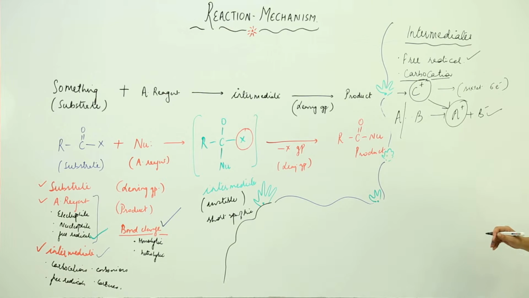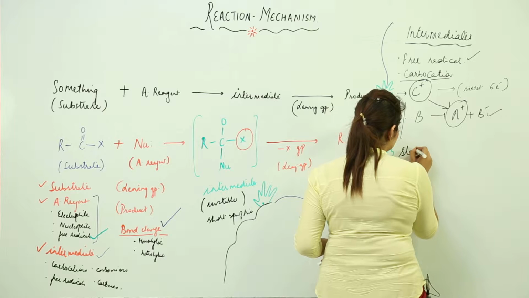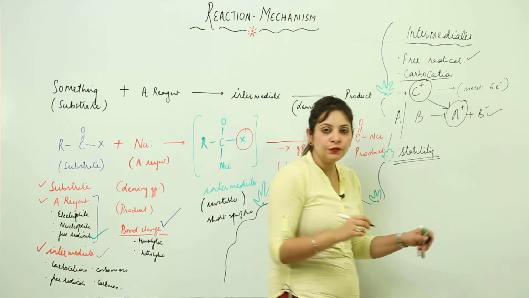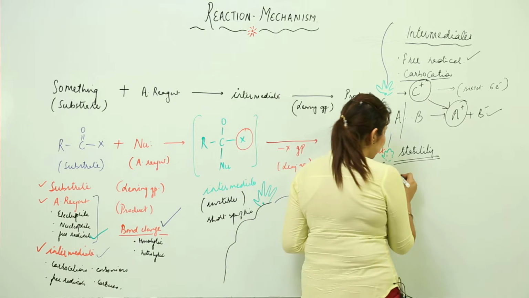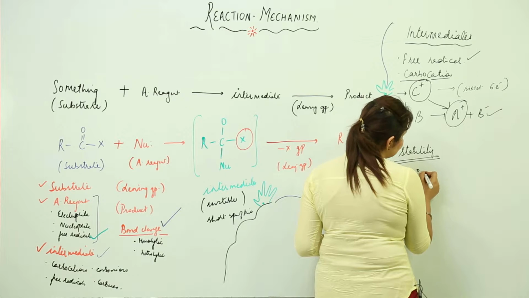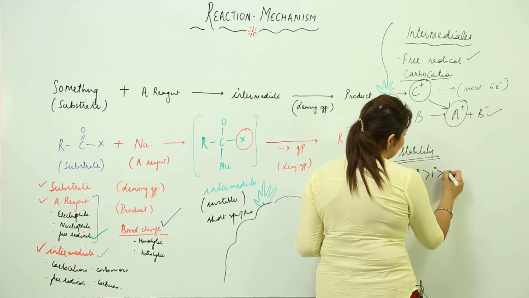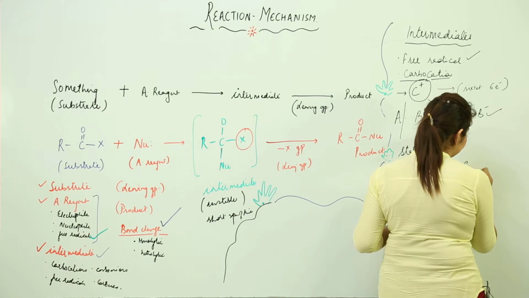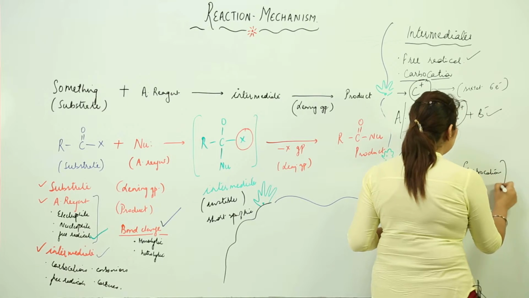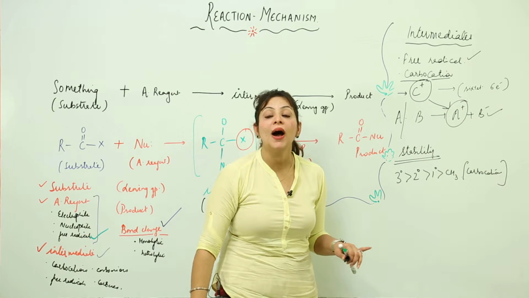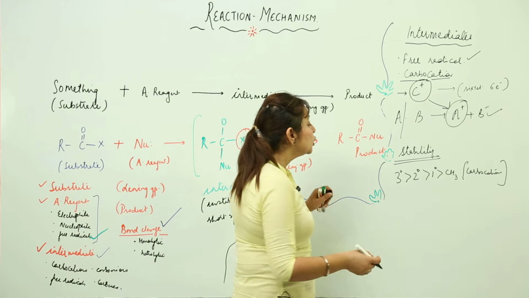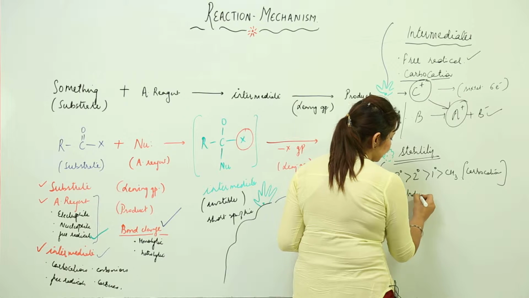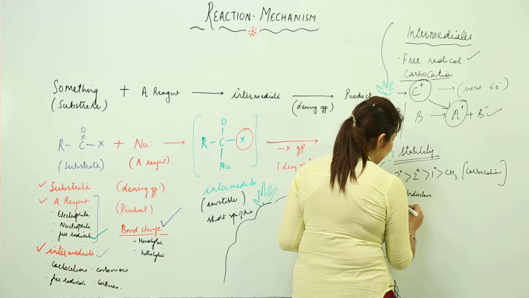Now if we talk about its stability, it can be explained. So let's see first the order of the stability. 3 degree is more stable, 2 degree is less stable, 1 degree is less stable, and methyl is least stable. We are talking of the carbocations here. Now we have to discuss why the order is given in such a way. We can explain it on the basis of inductive effect and also on the basis of hyperconjugation.